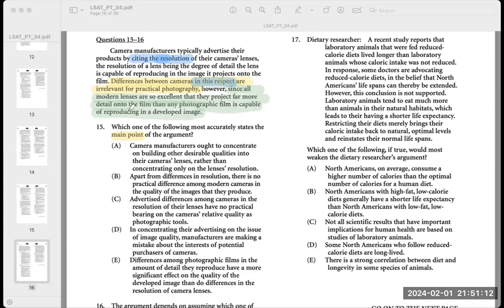For the purposes of answering this question, I want to avoid anything that follows the word since, because that's support, it's not the conclusion.